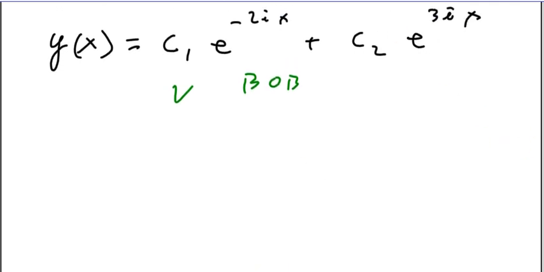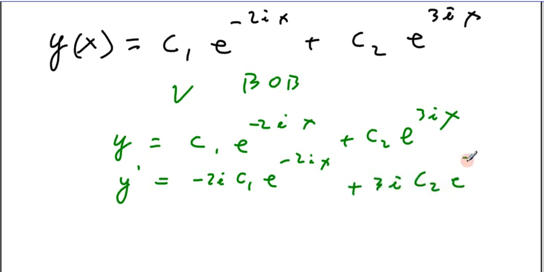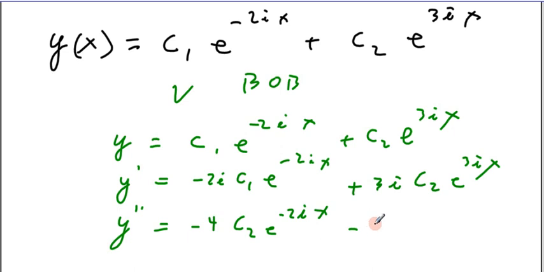So I got y is equal to c1 e to the minus 2ix plus c2 e to the 3ix, y prime is minus 2i c1 e to the minus 2ix plus 3i c2 e to the 3ix, y double prime. Okay, minus goes away, positive i becomes minus, minus 4 c2 e to the minus 2ix, minus 9 c2 e to the 3ix.